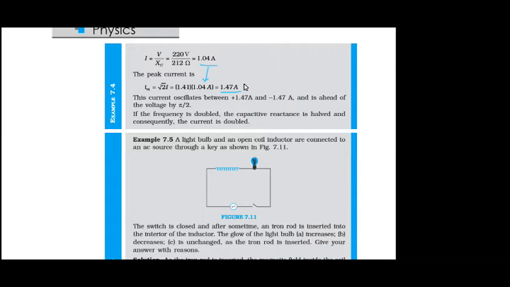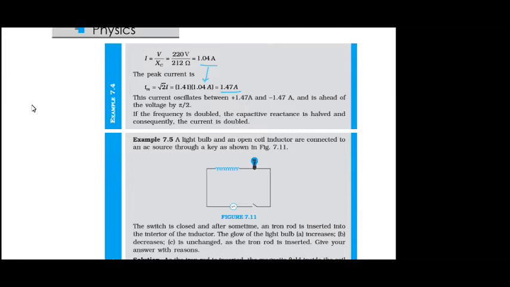This current oscillates between plus 1.47 and minus 1.47 ampere and is ahead of voltage by pi by 2. Why? Because it is the normal phenomenon when a capacitor is added in series to an AC source, current is always ahead of the voltage by pi by 2. If the frequency is doubled, the capacitive resistance is halved and consequently the current is doubled.